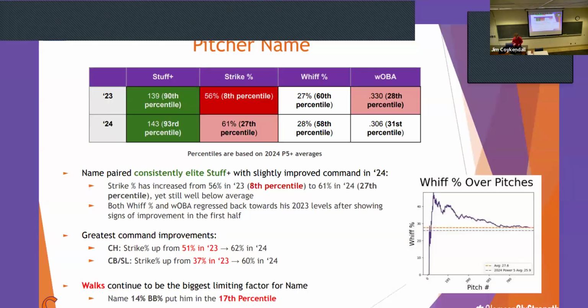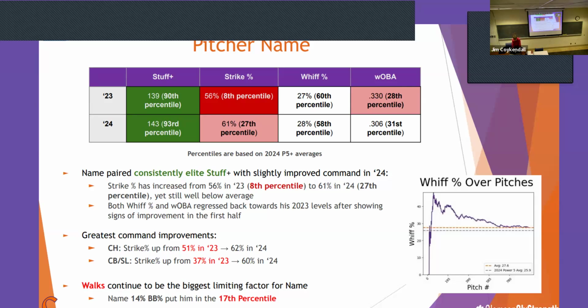So this is an example of what a season by season report would look like. This is a player, and we're comparing how he performed in 2023 to the 2024 season. Stuff plus, strike percentage, whiff percentage, and wOBA are all different baseball statistics that the coaching staff really likes a lot. These are all found using SQL queries.